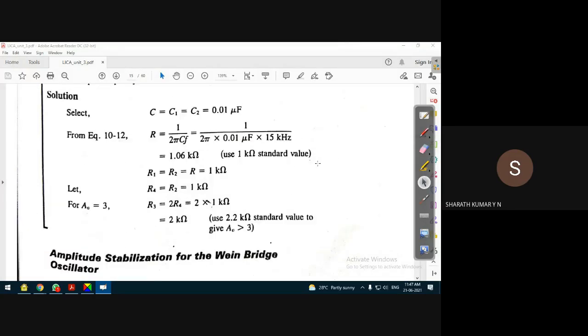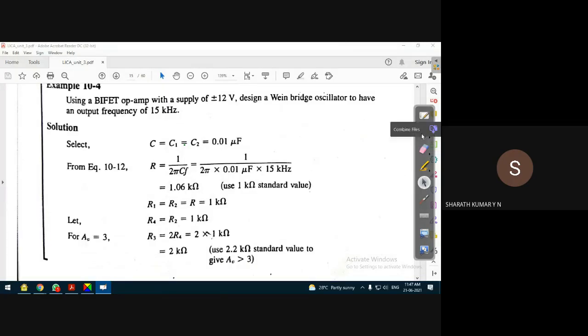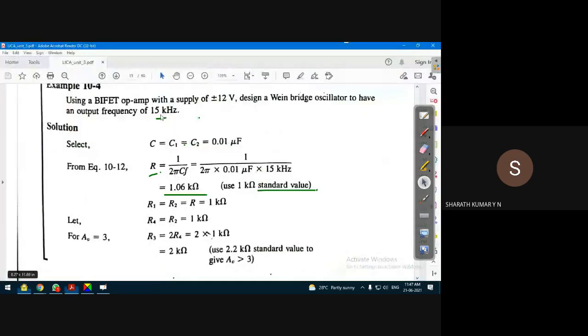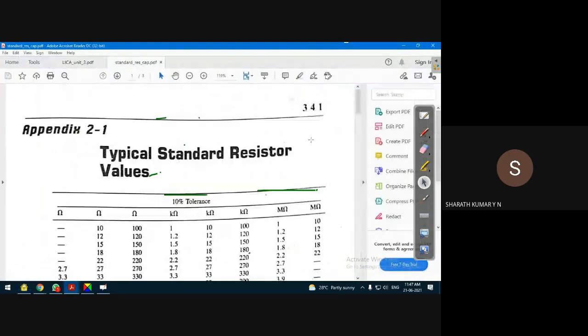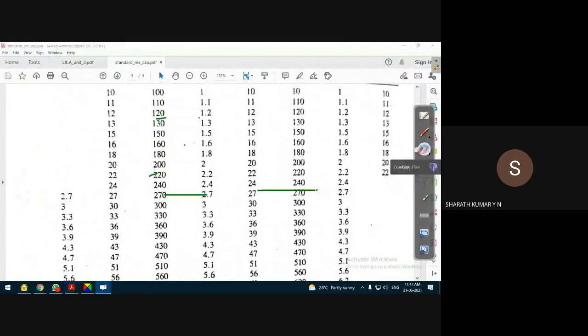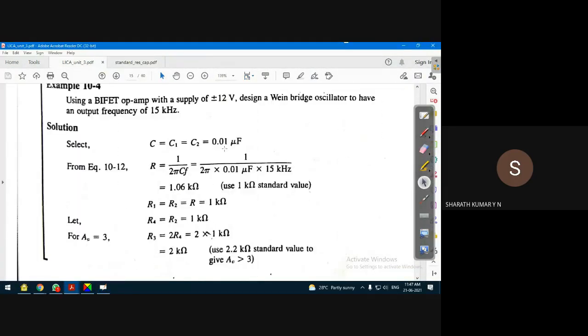So if the C value is known, for a given frequency of 15 kilohertz, the R value can be found as 1.06 kilo ohm. So what standard value? The same condition applies: we always have to select the standard value such that it is closer to the calculated value, and there are other factors to be considered, as we have discussed many times in our earlier discussion.